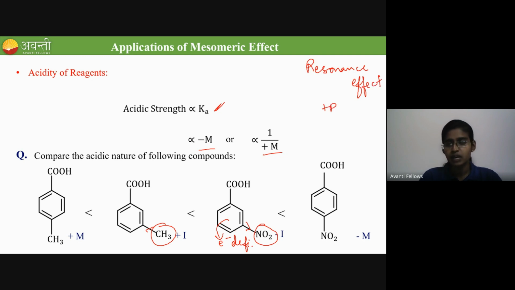In today's class, we have seen what resonance is, the resonance effect, and the resonance groups, plus R and minus R groups, and 2 applications. What is the first application we have seen, students? Yes, the first one was stability. We can find out the stability of a compound from the resonance effect, and we can find out the acidity of a compound using the resonance effect. Some more applications are there, and we will discuss those in tomorrow's class.